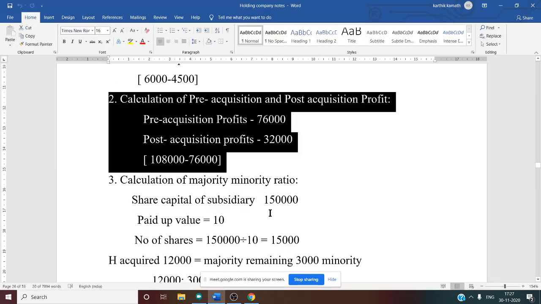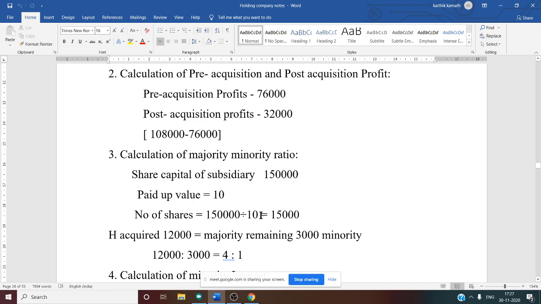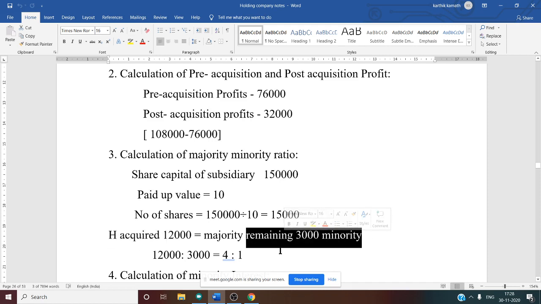See this, now the calculation of majority minority ratio. Share capital of the subsidiary is given in the balance sheet. If you see the S Limited column, capital is given as 1,50,000. Paid up value is 10, we know. Number of shares, we have to divide by 10, that is 1,50,000 divided by 10. If you do, you will get number of shares as 15,000. H Limited acquired 12,000. This information is given in the adjustment. So out of 15,000, 12,000 is acquired by the holding company, which means the remaining 3,000 is acquired by minority.